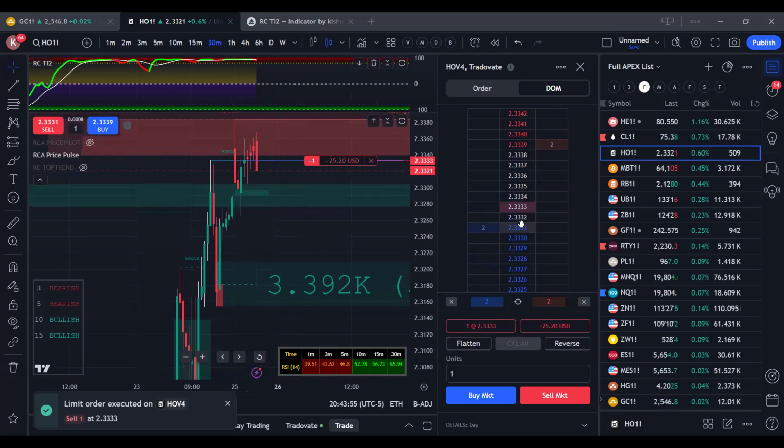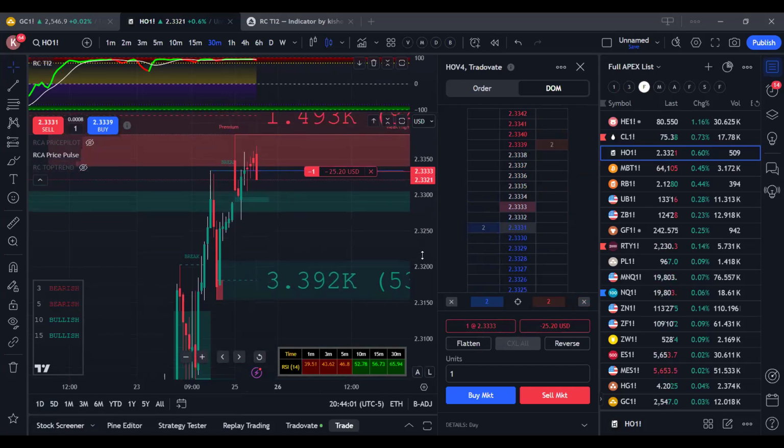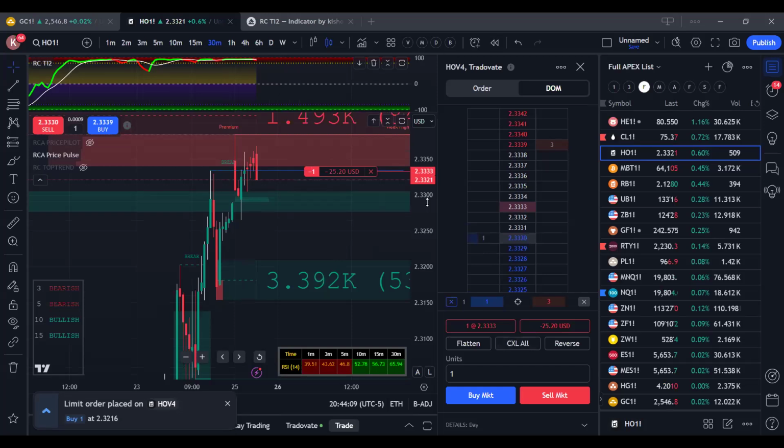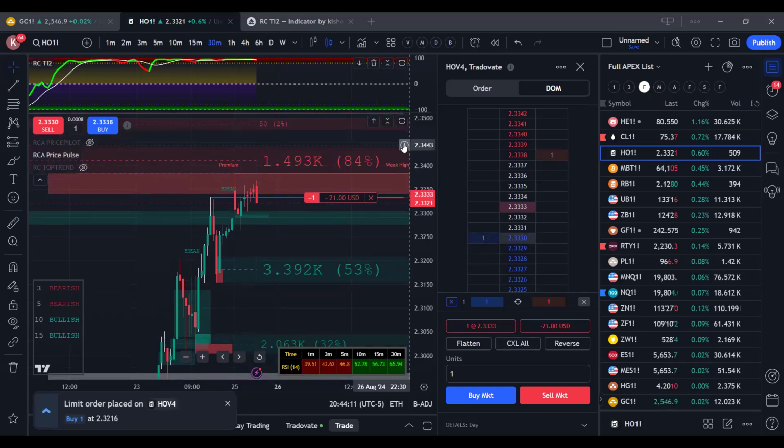Because there is a wide spread, even if I buy it back here, I will make nice profits. But it can go all the way till here. I can put my target. I can put my stop loss somewhere here.